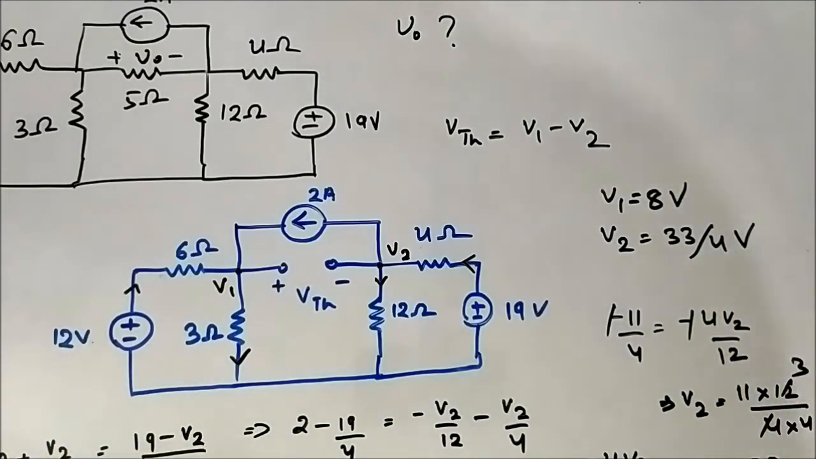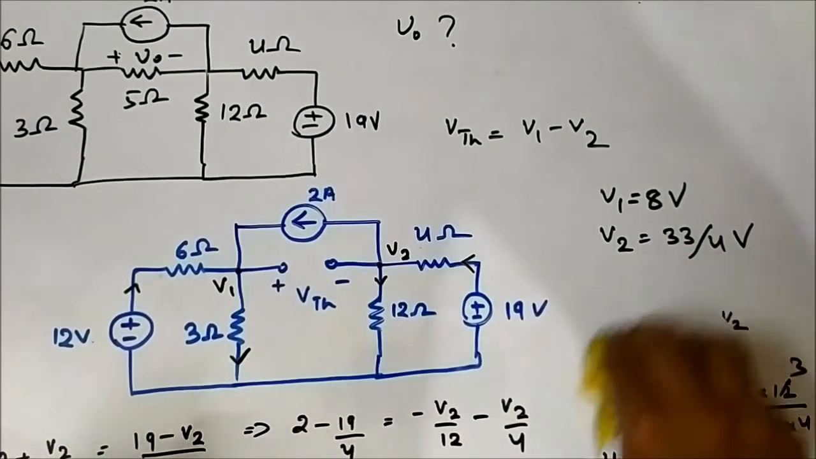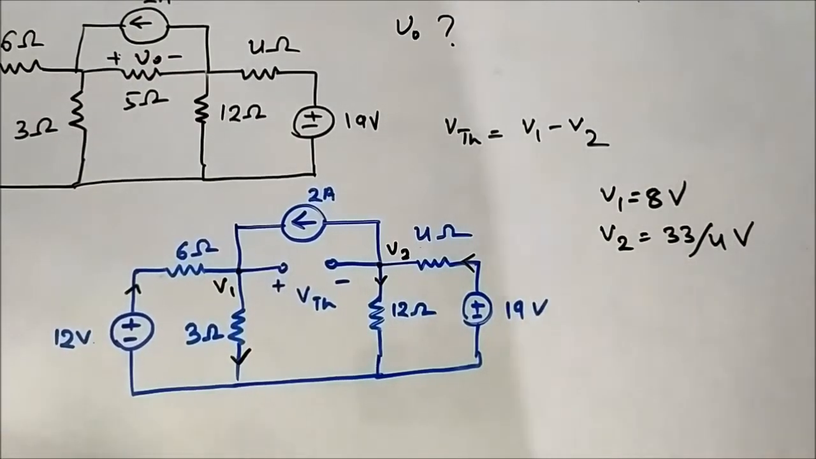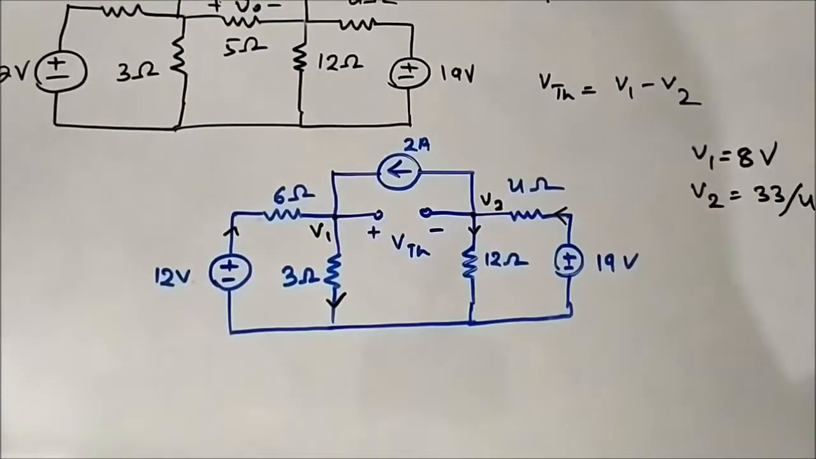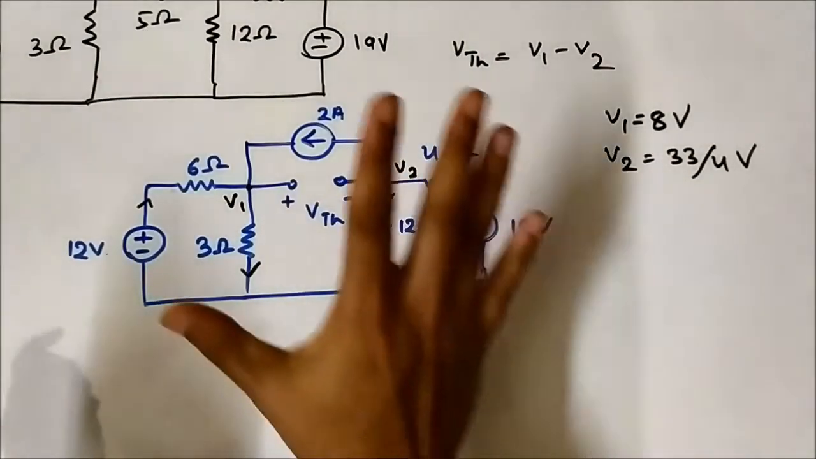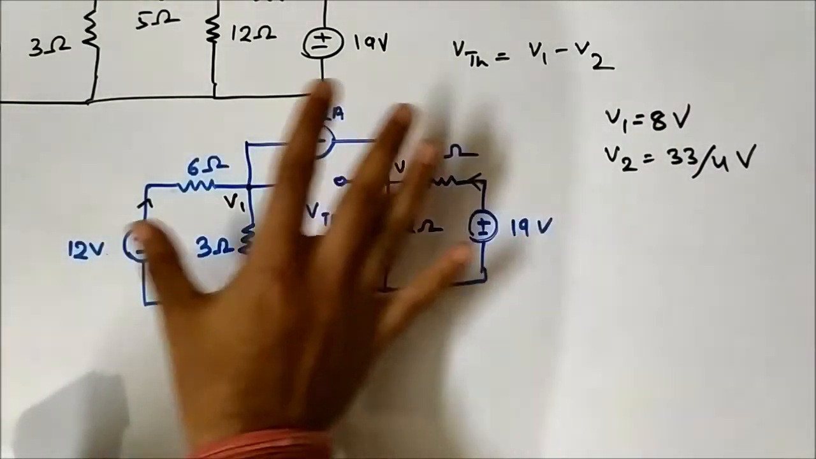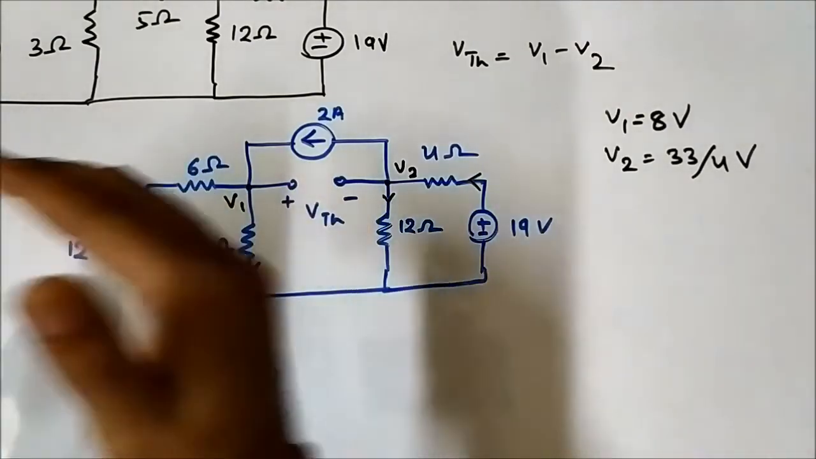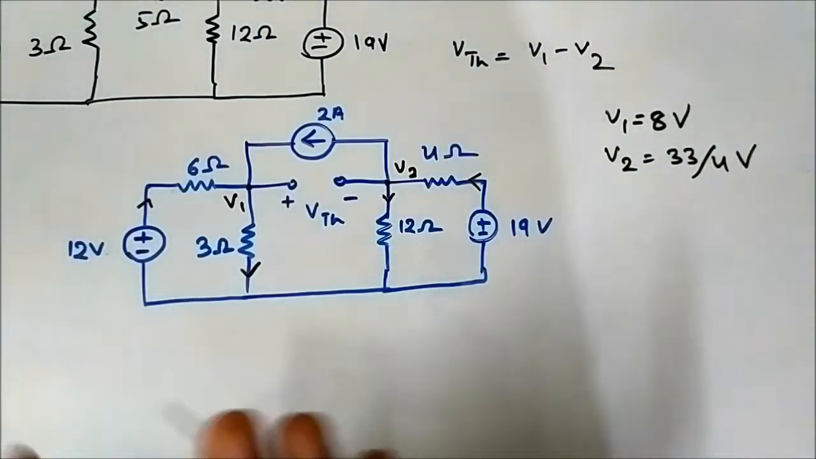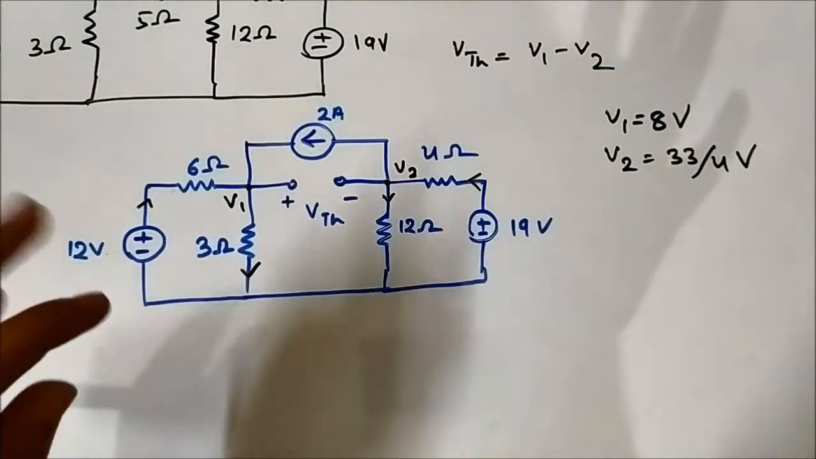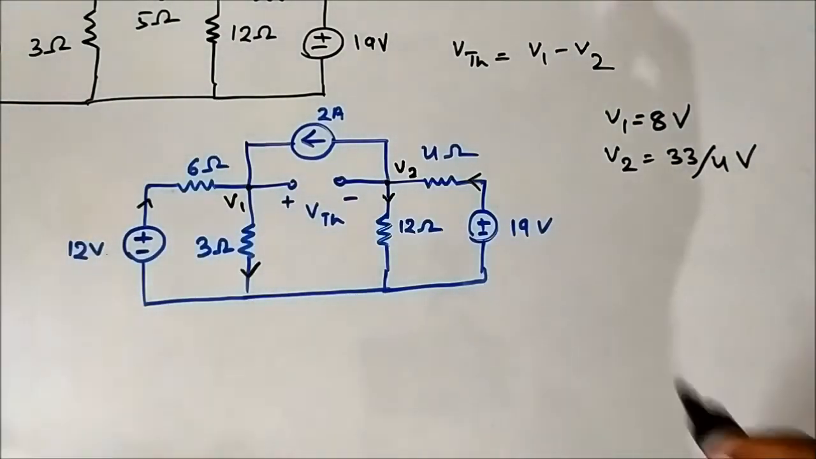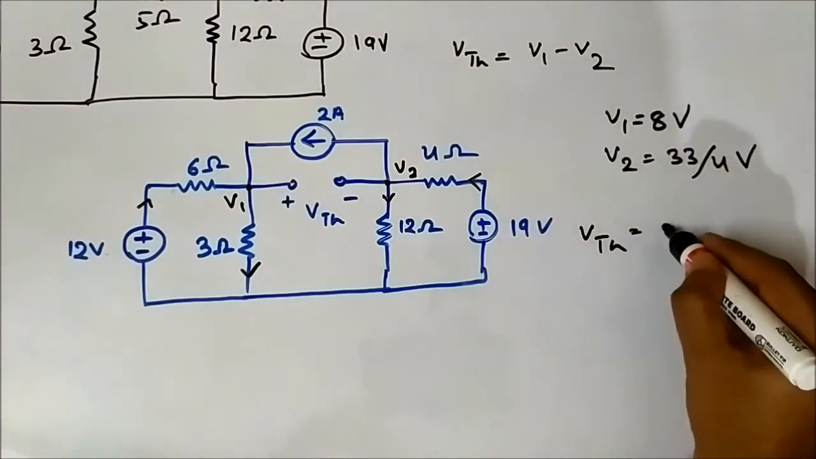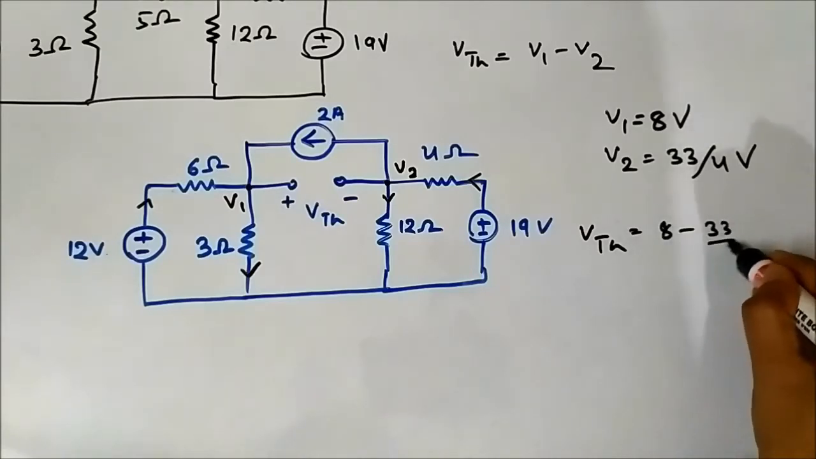So we have got both V1 and V2. Now we have to determine VTH. These are basic mathematical calculations, you can all do that. Just be careful about the current directions which you have assigned: all the incoming currents, the currents going towards the node, on one side, and all the outgoing currents on the other side. That is the only thing you have to take care of. Rest are just basic mathematical calculations. So now VTH is V1 minus V2, which is equal to 8 minus 33 by 4.